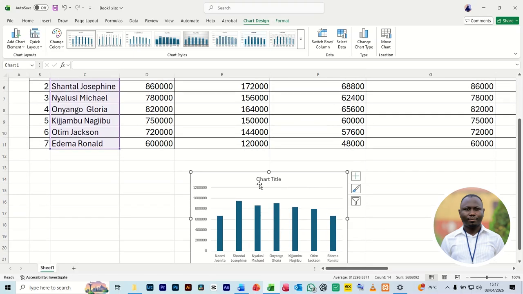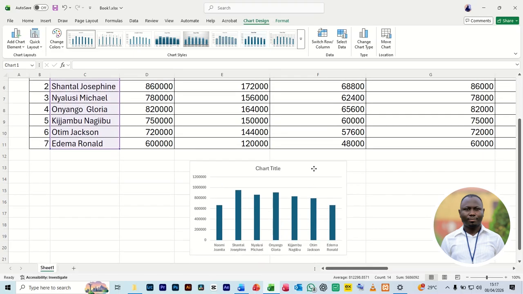But then we're supposed to put a title which was saying Apple Pay. So I'm going to put my cursor here where it's saying chart title, and I'm going to write here the word Apple Pay. And then before you know it, we have put our title.